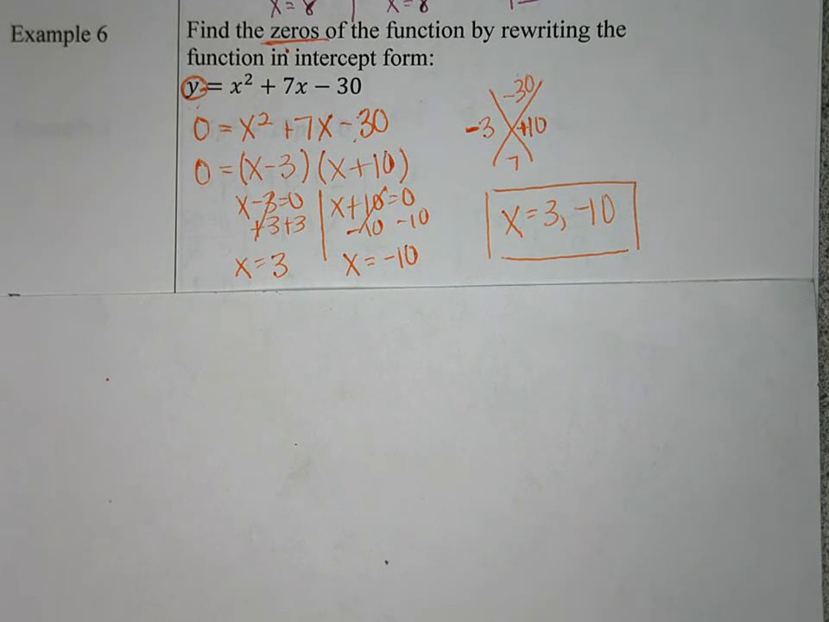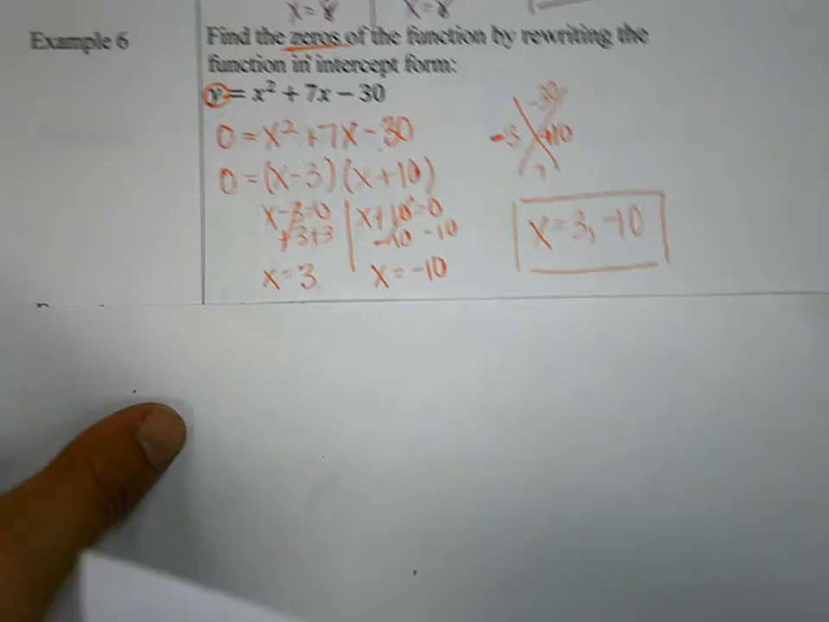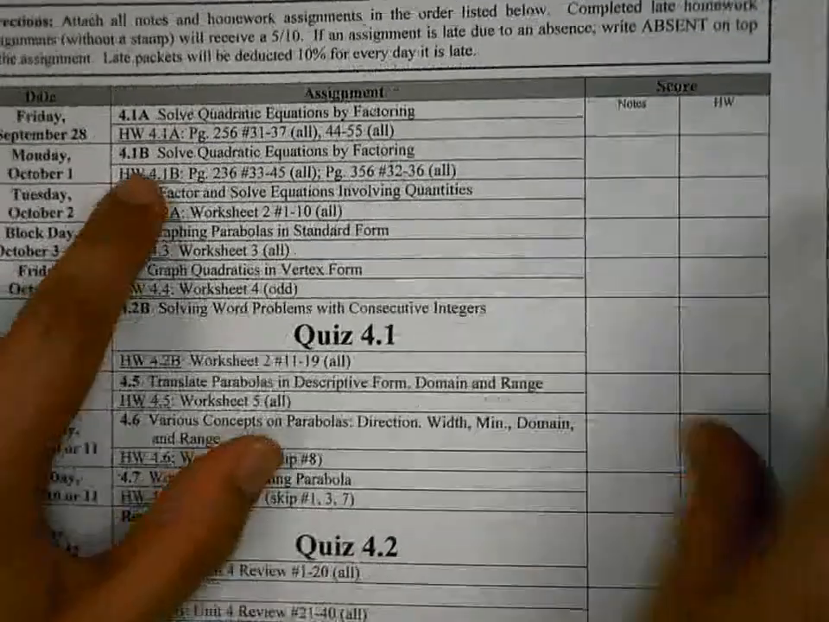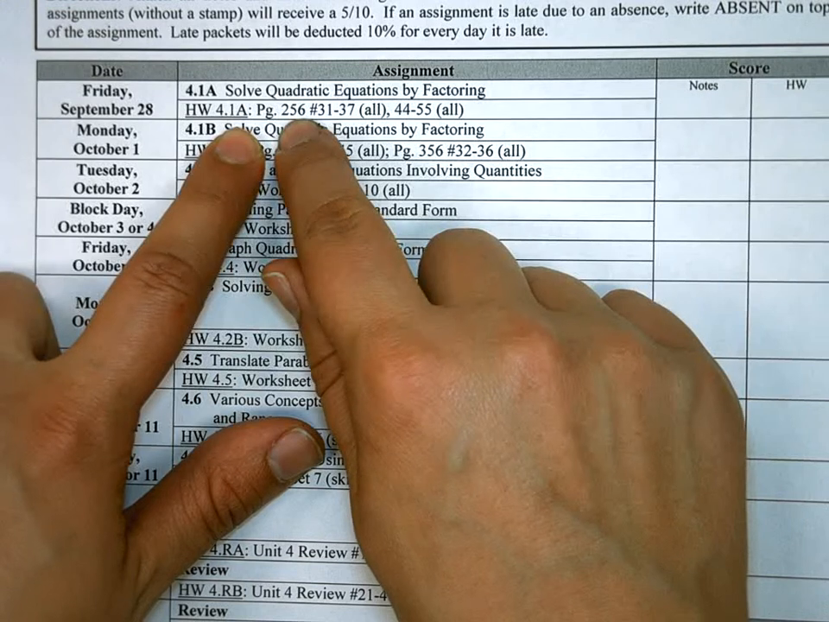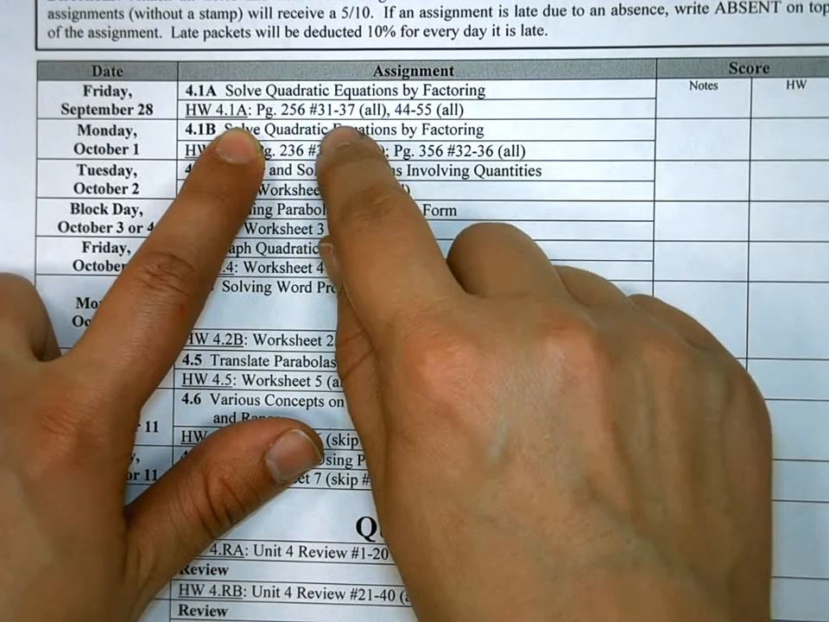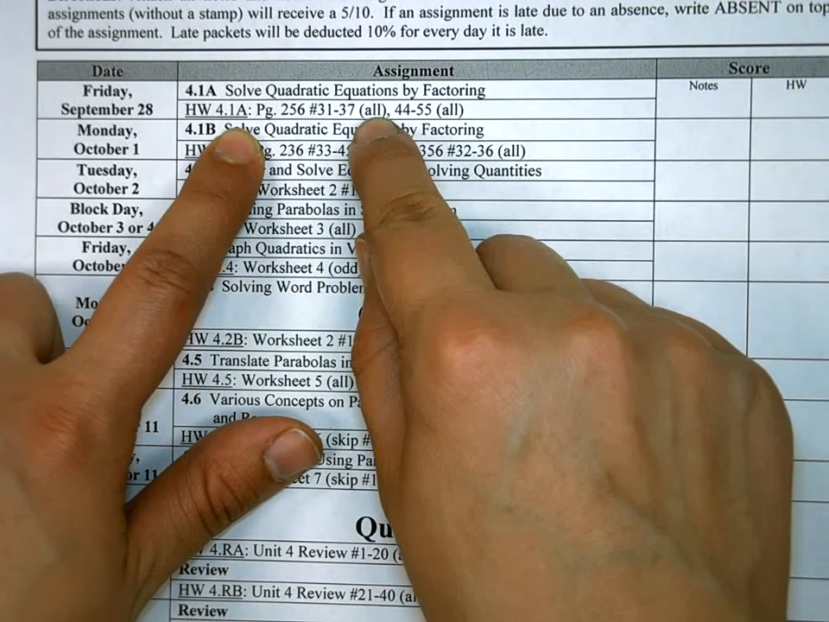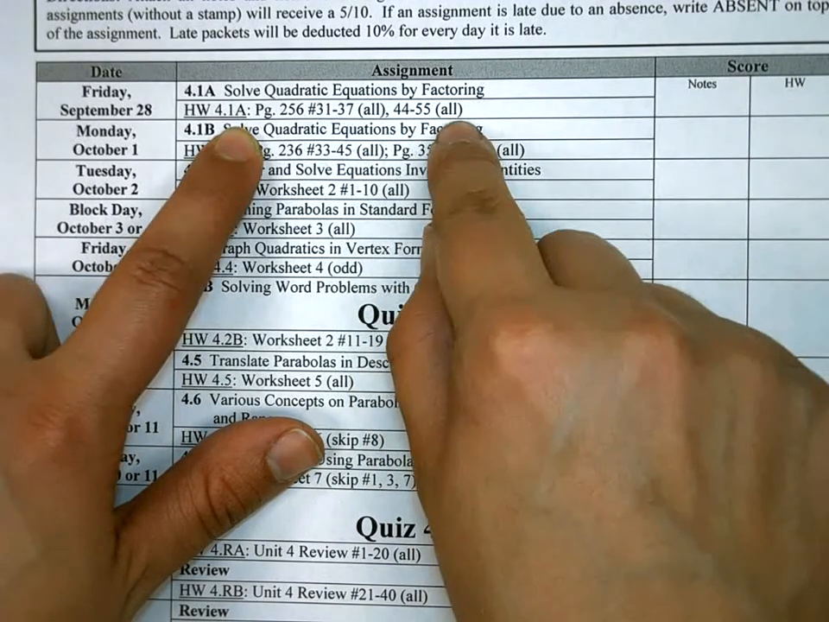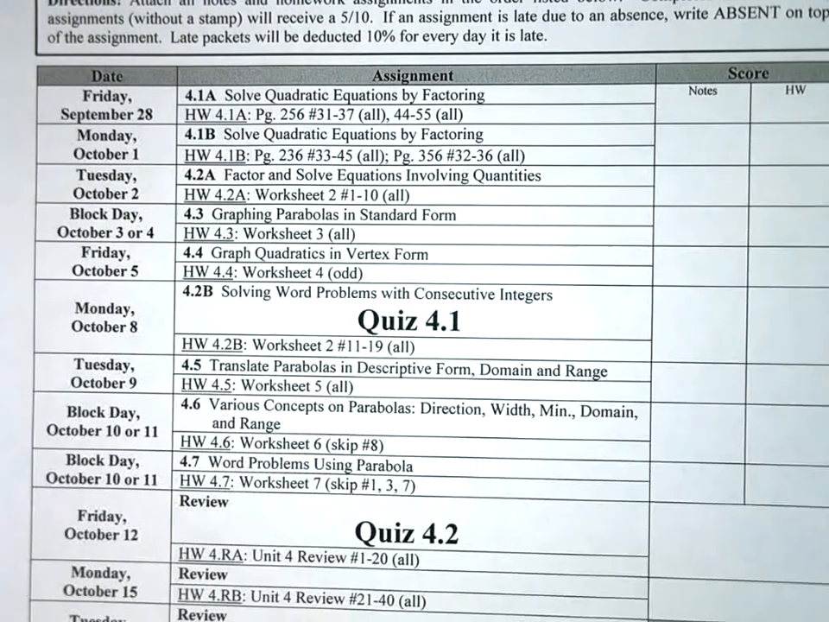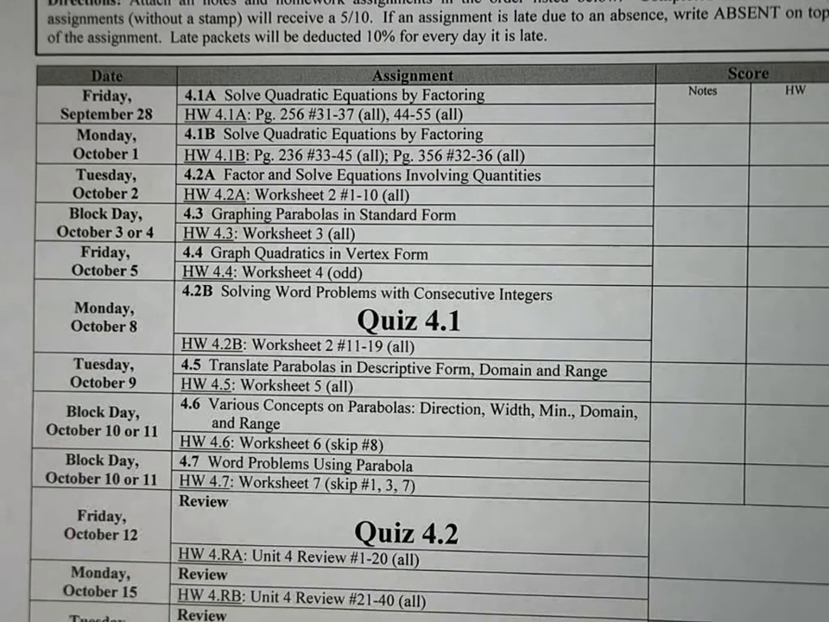So for your homework over the weekend is from the big textbook, page 256, numbers 31 through 37 all, so that's 5 problems, and 44 through 55 all, so that's 10 problems. So you have a total of 15 problems over the weekend, and you're just using factoring to solve for x.